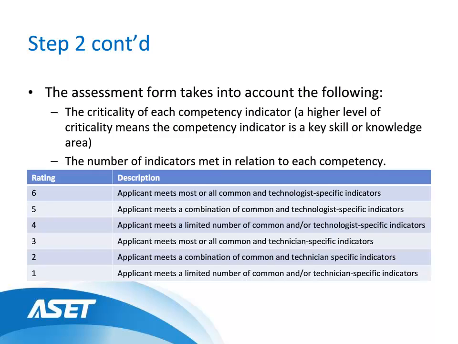Although all competency indicators are important, a higher level of criticality means the competency indicator is a key skill or knowledge area. This criticality information has been built into the assessment form and is automatically taken into account when calculating the applicant's score for technician and/or technologist. In calculating the applicant's score, the assessment form also takes into account the number of competency indicators the applicant has met for each competency. This is based on a 6-point scale.